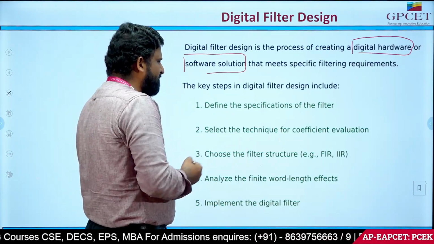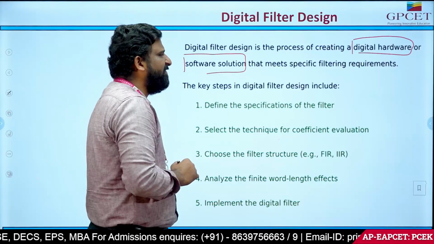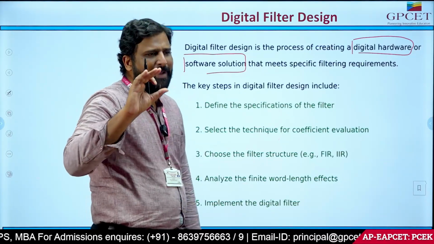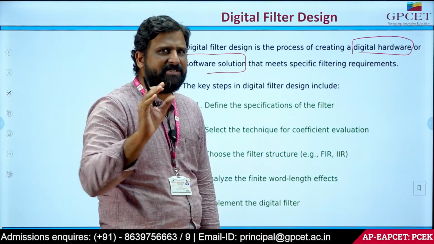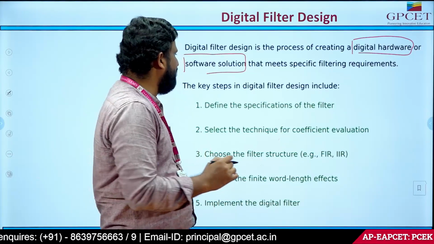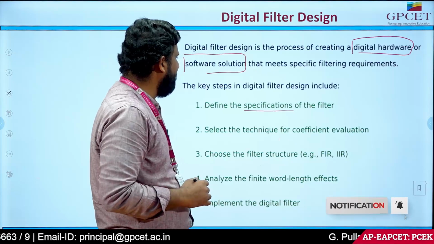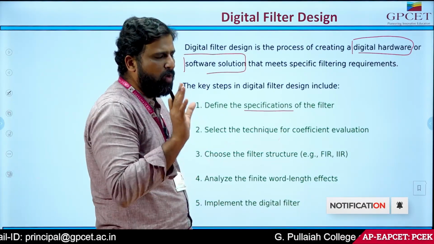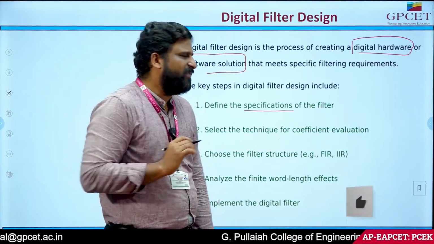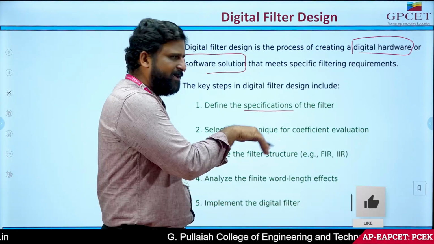So the key steps, first one, define the specification of the filter. Whatever parameters are involved in that particular system, first we need to define that. So define specifications. Please keep this word in mind: defining the specifications. What specifications does the filter have? First we need to define that. We'll see that in the upcoming problems.